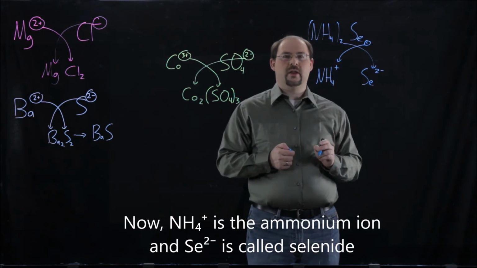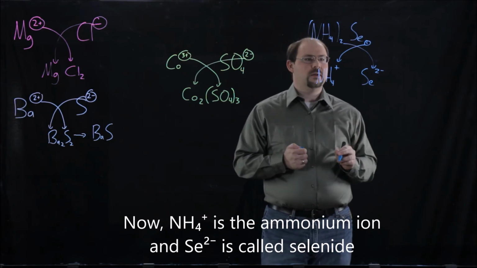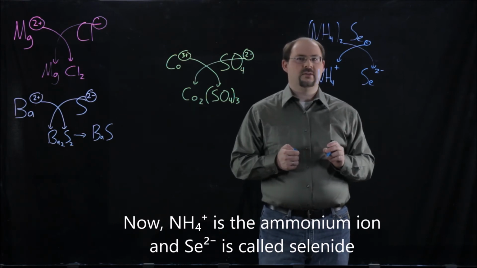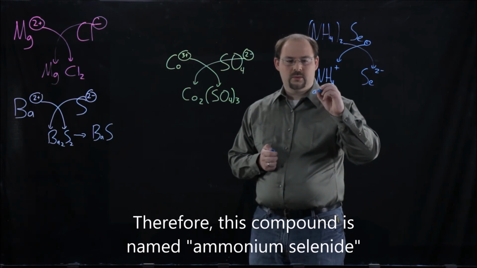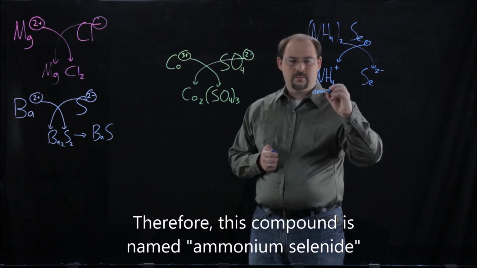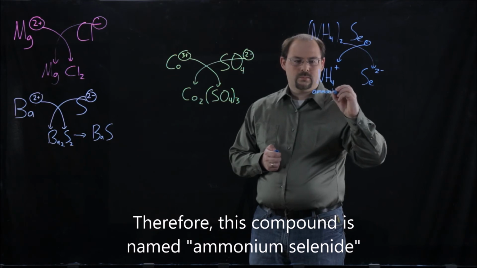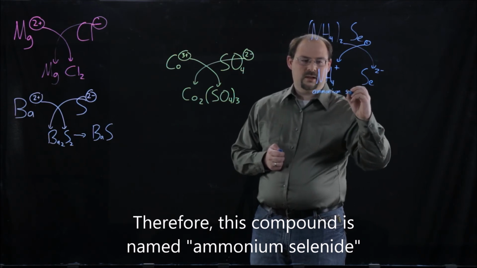Now, NH4 plus is the ammonium ion, and Se2 minus is called selenide. Therefore, this compound is named ammonium selenide.